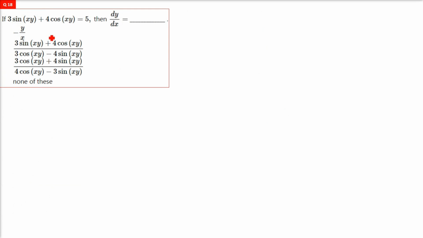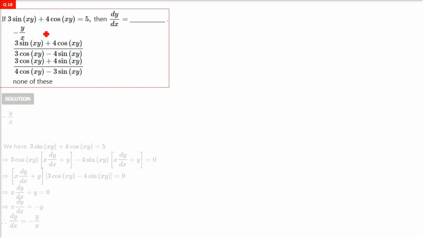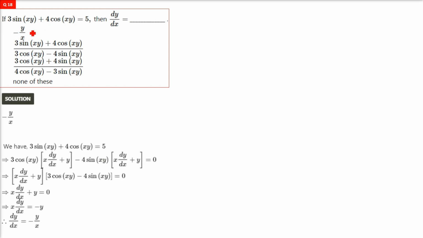Next one is 3 sin xy plus 4 cos xy is equal to 5. Then dy by dx is equal to what? So we will try to find out dy by dx directly, and let me tell you, the first one is the answer. How does it come?